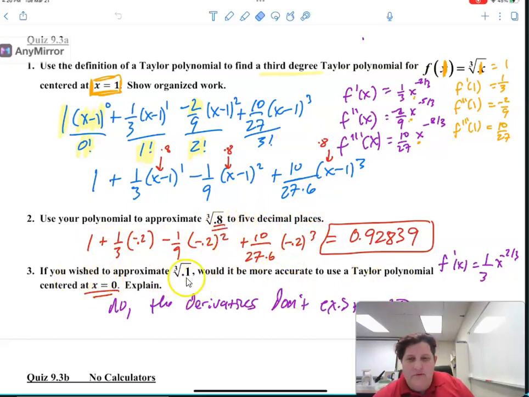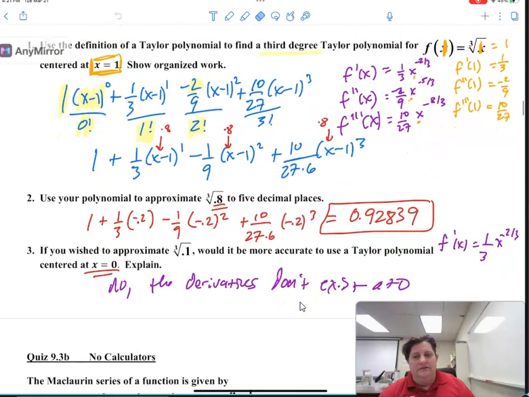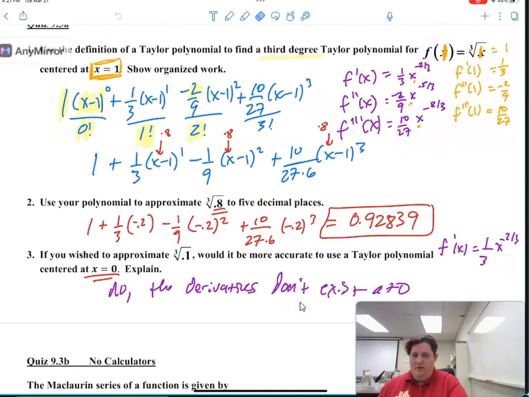Then we said, if we want to approximate 0.1, would it be more accurate to use a Taylor polynomial centered at 0? And you would think yes, because 0.1 is a lot closer to 0. The problem is for this particular Taylor polynomial, if we did try to do it at 0, the derivative right here, 1/3 x to the negative 2/3, evaluated at 0 would be dividing by 0, and you can't do that. So the derivatives don't exist at 0. Okay? Okay, so now let's get into the parts that we did not go over yet.